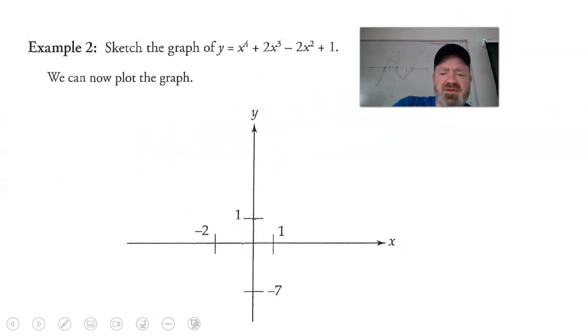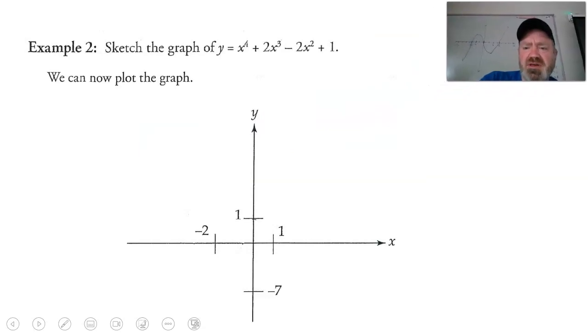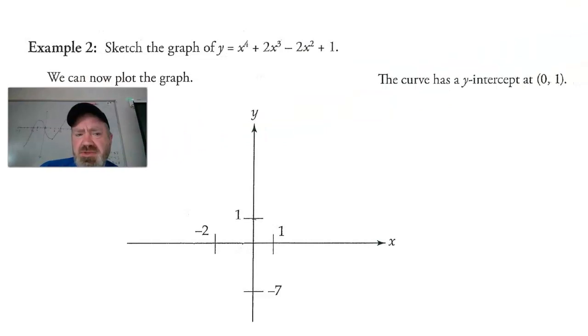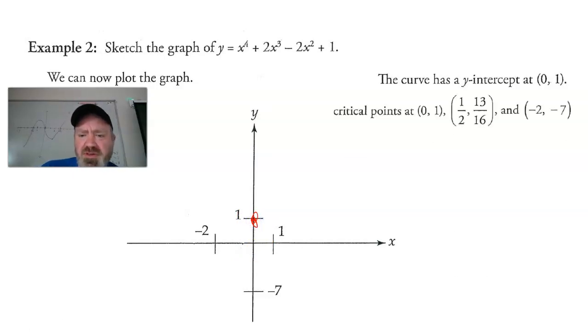Okay, so we can now plot the graph. And if you think about what we have found so far, let's put some of that up here. The curve has a y-intercept of 0, 1. So right across here. Okay. Critical points at 0, 1. 1/2, 13/16. So like critical here, and then the negative 2, negative 7. So down here. So here's our criticals. Well, that's interesting. Okay. Then we have points of inflection, which were pretty ugly.